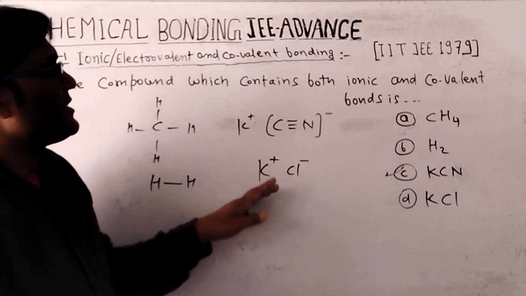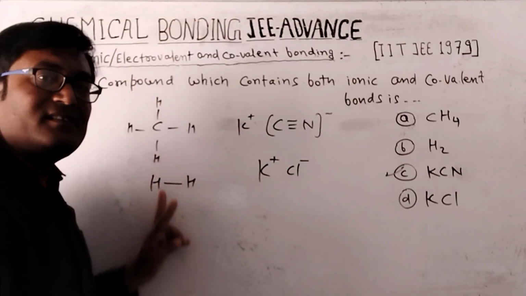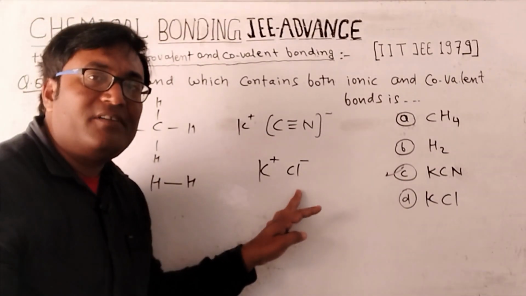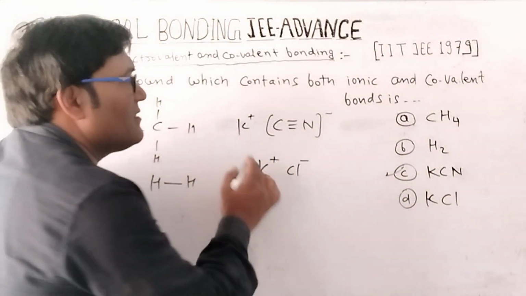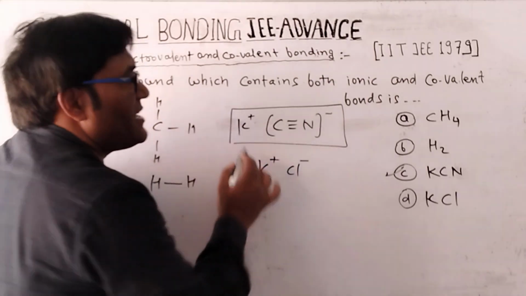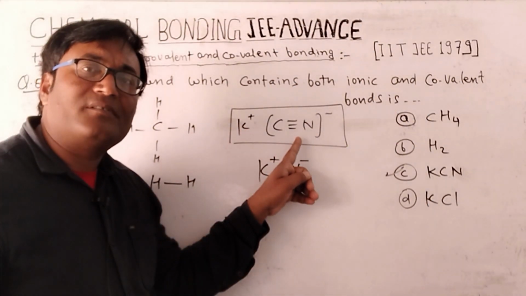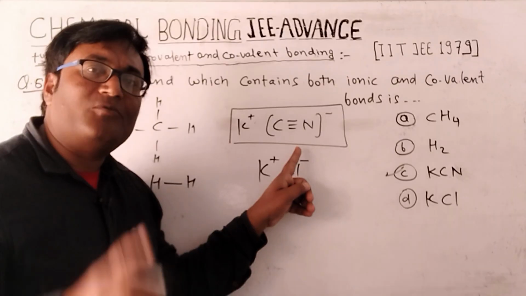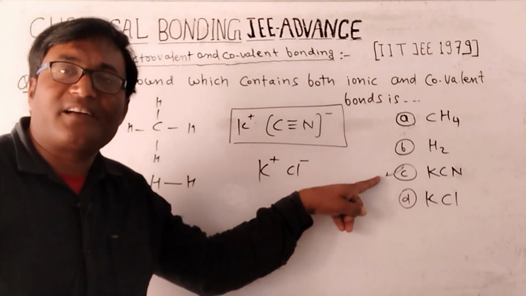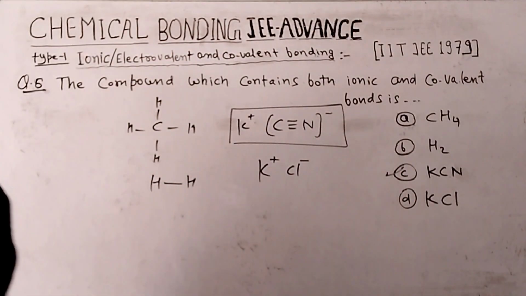So this is covalent, this is covalent, this is ionic or electrovalent, but in case of potassium cyanide, ionic with covalent, both ionic and covalent bonds are present. So option C is correct. Now you can take a screenshot.